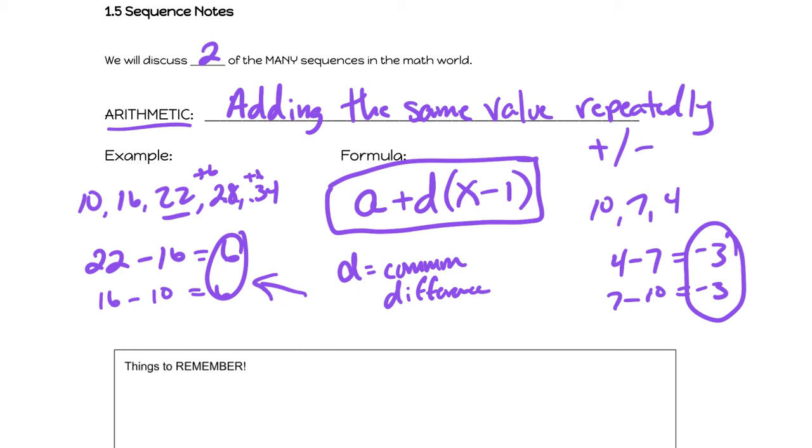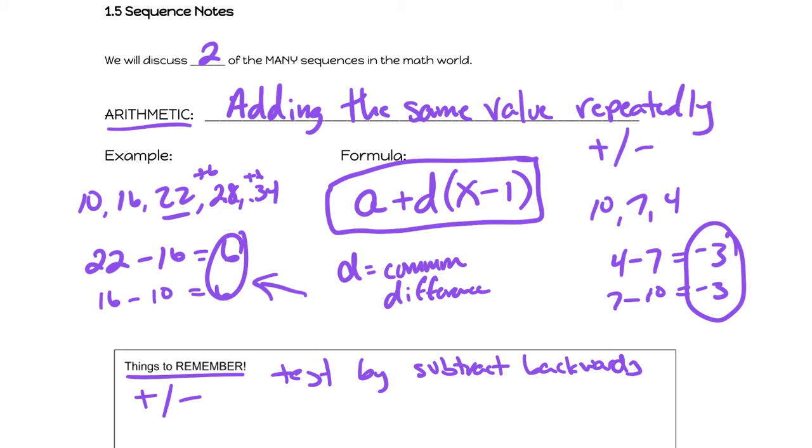So a couple things to always remember. First of all, our arithmetic ones are the ones that add or subtract. We test it by subtracting backwards. So make sure you write that in here. That's very important. We subtract backwards. So you take the last term, subtract the term before it, and so forth. If we get a common difference, it's the same thing each time, then that is D, the common difference.